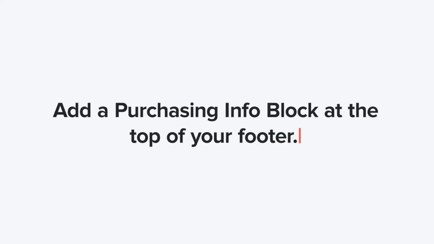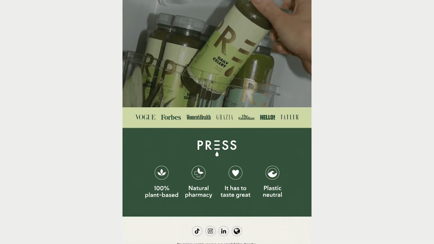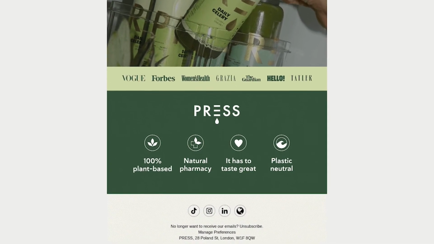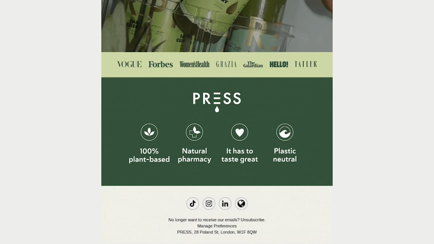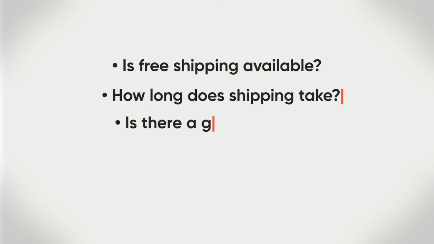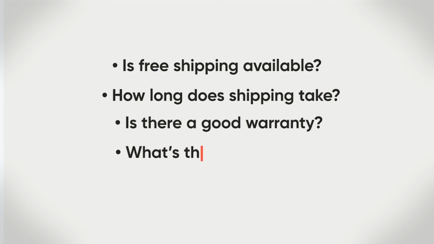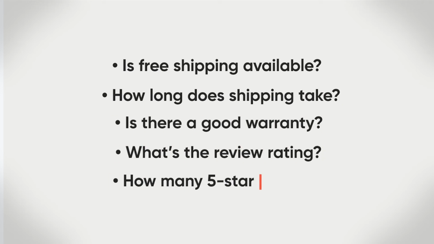There are so many different ways you can do your email footer, but here are some things that I would personally recommend. Number 1, at the top of your footer, try to include what I call internally the purchasing info block. So what this means is just a simple short banner with 3 icons and 3 corresponding subheaders beneath them, just outlining basic purchasing information. Things I love to include are if there's free shipping available, how long does shipping take, does the brand have a good warranty, what is the brand's review rating, how many 5-star reviews does the brand have.